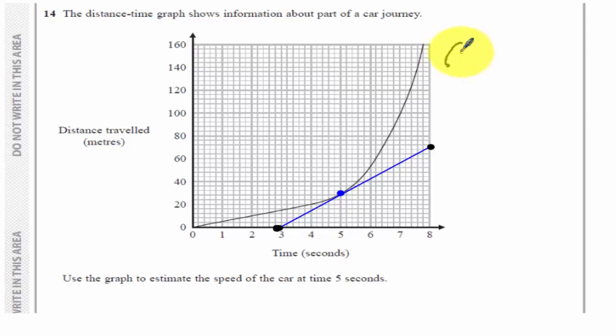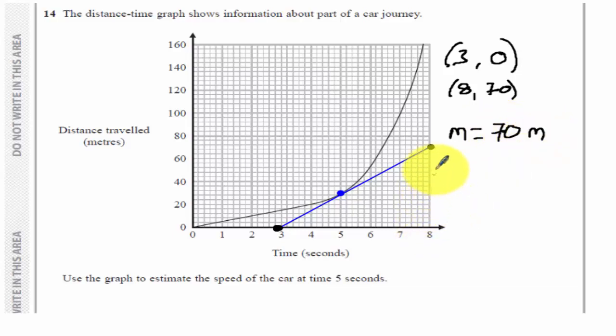So my two coordinates are 3, 0 and 8, 70. To work out the gradient, we normally use the letter m. It's the difference in the y-axis, so how much has it come up, which is 70 meters. It's 70 there. Divided by how far along have I come. So from 3 seconds to 8 seconds is 5 seconds.